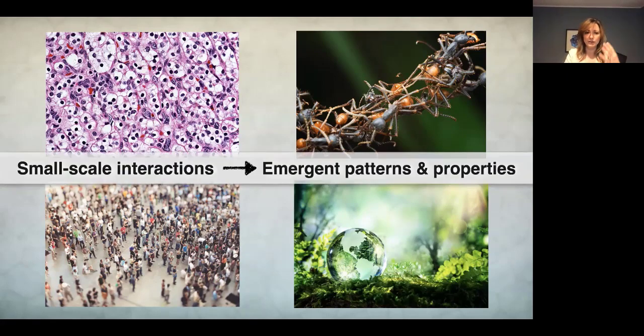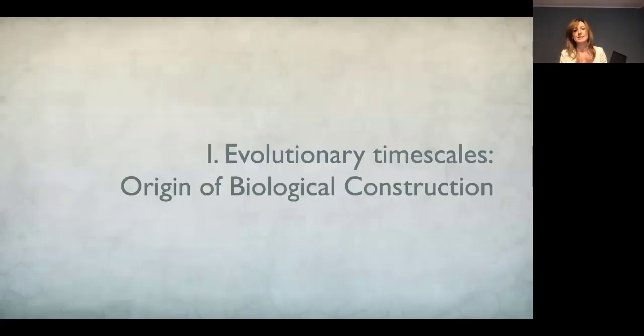And as I said, in general, it's this idea of small scale interactions and studying their emergent patterns and properties. So I decided to give the talk as a kind of survey of the different kinds of problems that we've worked on most recently, in the last 2 years, and split it into two parts. One primarily focuses on evolutionary timescales, and we ask questions about the origin of biological construction, and then one is on more ecological timescales, and we talk about pattern formation.